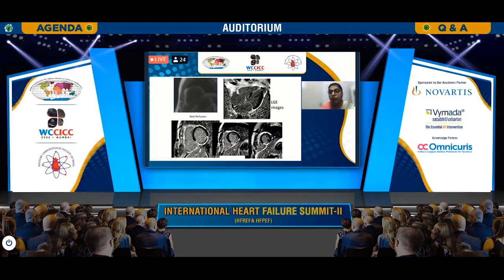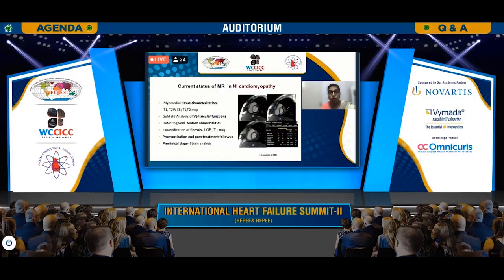So this is how cardiac MR can help you prognosticate your patient and can tell you whether you should go ahead with the revascularization or not. So as far as non-ischemic cardiomyopathy is concerned, MR is a very good investigation for evaluation of myocardial tissue characterization, for which we use T1 and T2 mapping sequences.